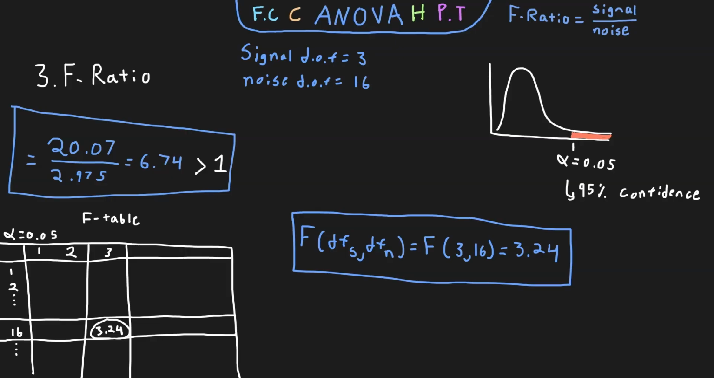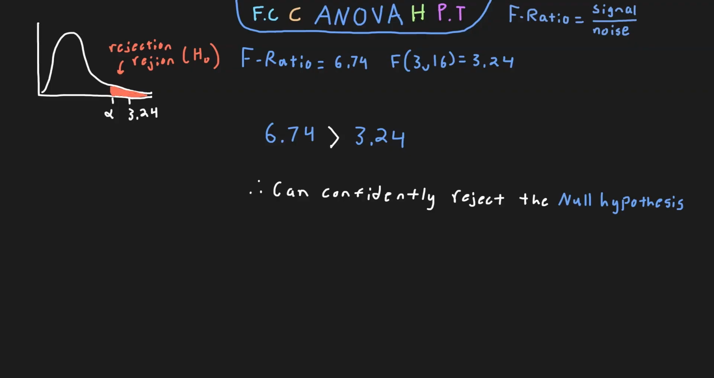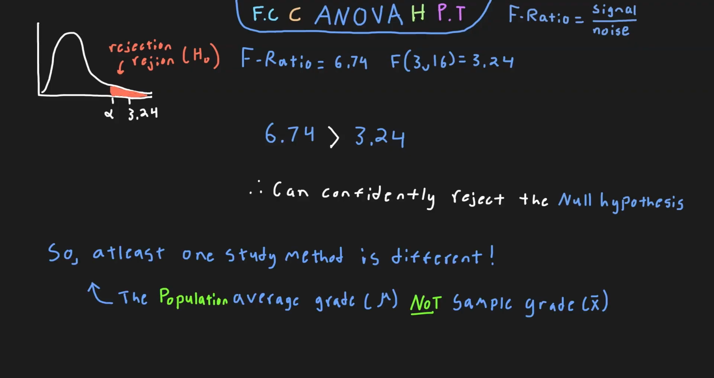Using the F distribution table for an alpha value of 0.05 with 3 degrees of freedom for the numerator and 16 for the denominator, we find our critical value of 3.24. Comparing it with the F ratio from before, it is clear that 6.74 is greater than 3.24, and so we can confidently reject the null hypothesis.